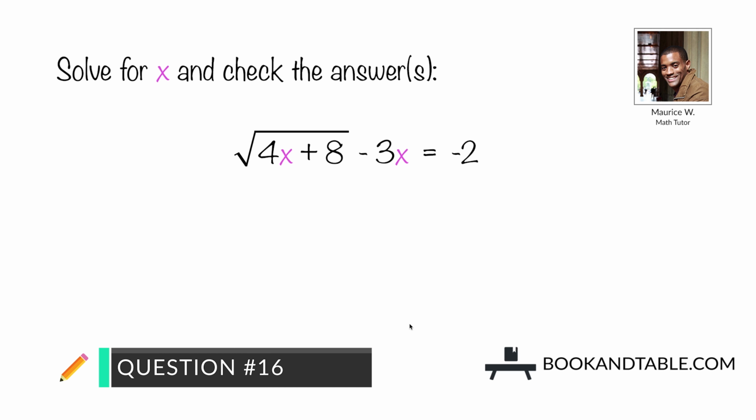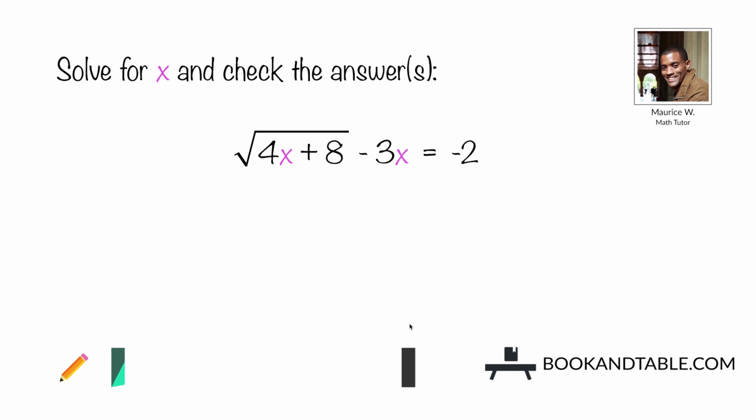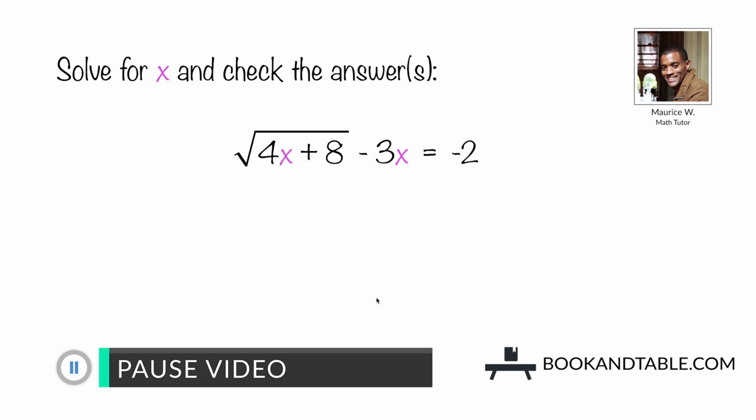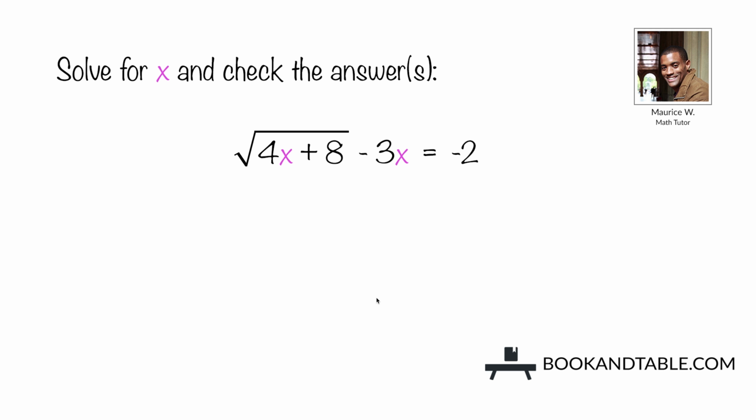Let's now move on to question number 16. For the remaining questions, 16 through 20, you will now utilize the quadratic formula to help you solve for x. Solve for x and check the answers. The square root of 4x plus 8 minus 3x is equal to negative 2. Pause the video, answer this question, and then press play when you are ready to begin.